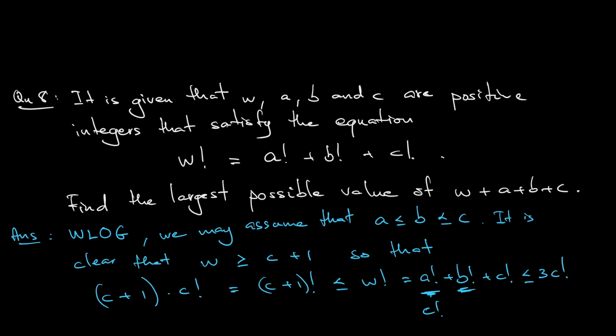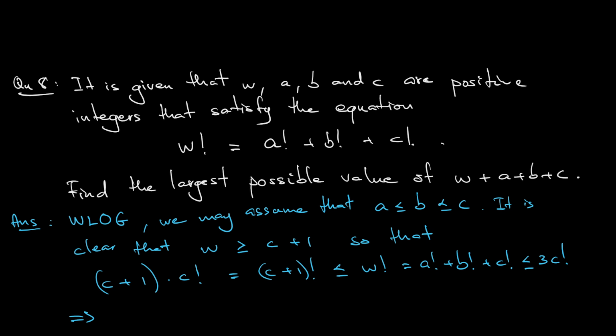Same thing for B factorial, and of course C factorial is equal to C factorial. Add them up, it must be smaller than or equal to 3 factorial. So this is smaller than or equal to 3 multiplied by C factorial. Cancel the C factorial. So C plus 1 is smaller than or equal to 3. C is smaller than or equal to 2. So the maximum needs to be 2.